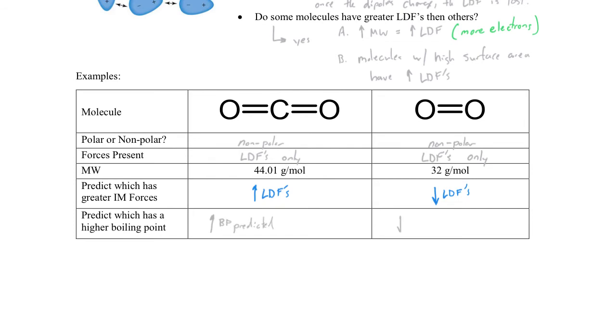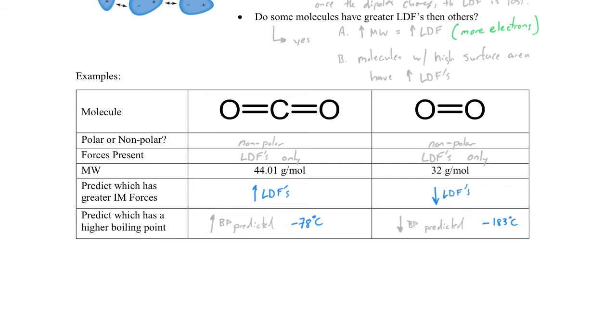So I predict that the boiling point will be greater for carbon dioxide than it is for oxygen, and when we look this up, it's confirmed. The boiling point for carbon dioxide is negative 78 degrees Celsius, whereas the boiling point for oxygen is negative 183 degrees Celsius. And this is caused by the differences in the London dispersion forces for each of these molecules. All right, so that's an overview of London dispersion forces, our first intermolecular force.